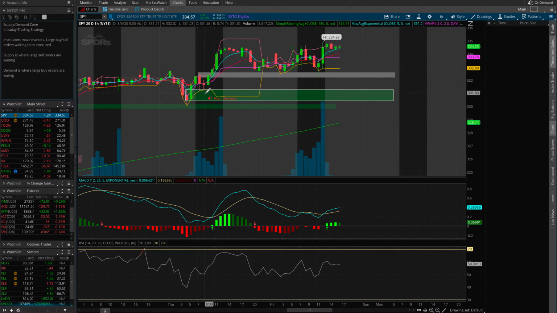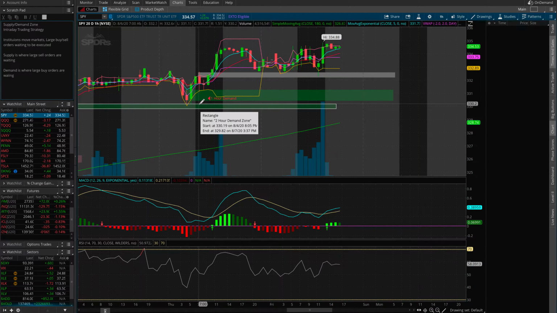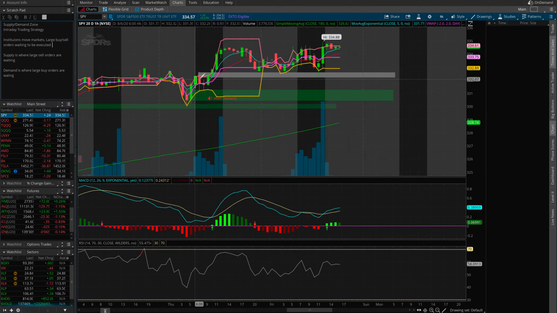It goes up so quick that these orders are waiting to be filled. So when the stock moves back down, these large buy orders get triggered and push it back up. You can see here it bounced off this zone twice and went back up into new highs. So let me go in for an example.